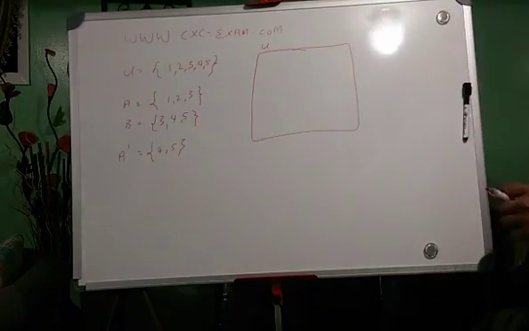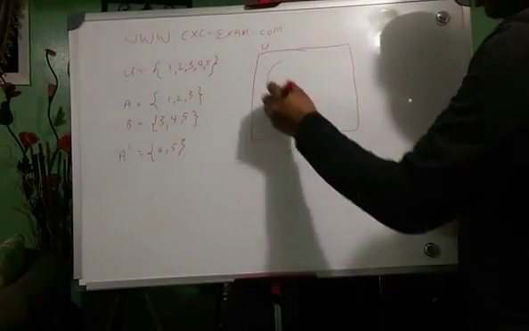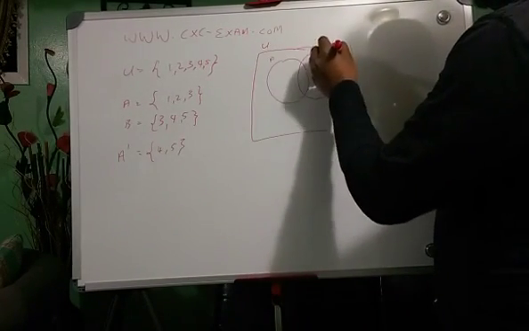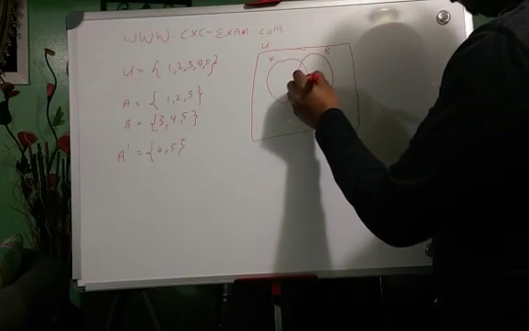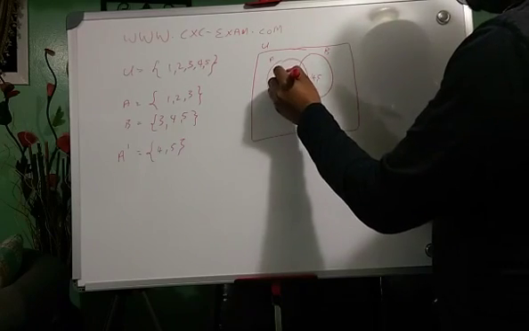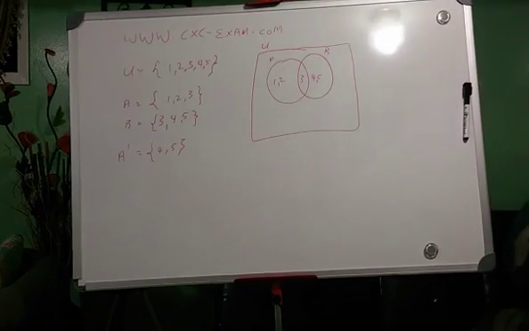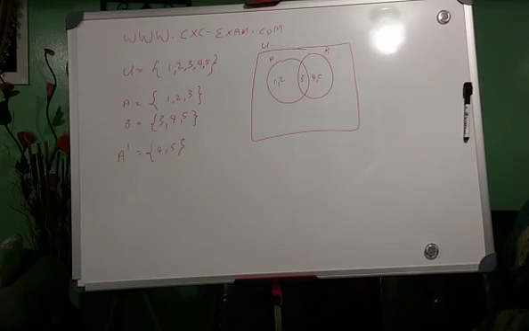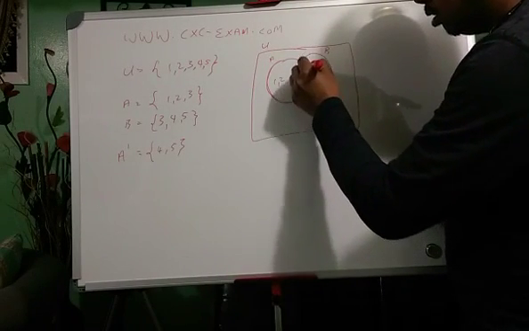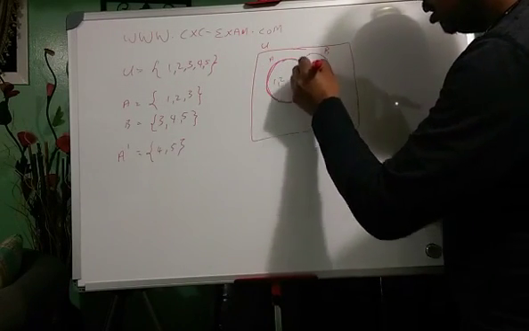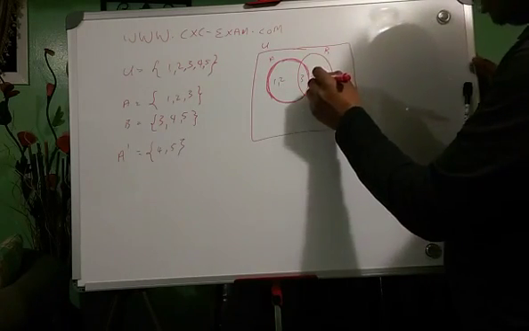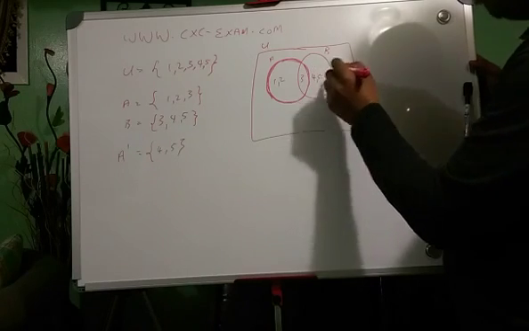U, and then we have A and B. A, B, we have 3 in the middle, 4, 5, and then we have 1 and 2. Alright? Everything that is outside of this circle would be considered as a complement. In this case, we have A complement: 4 and 5.